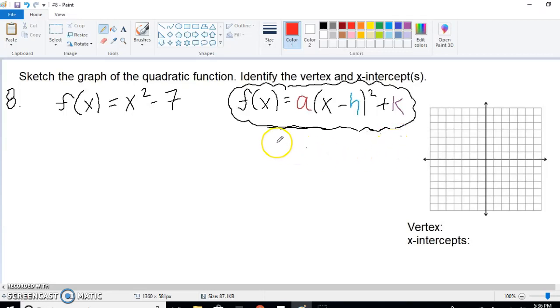So if you can get it to vertex form, you can easily see what transformations occurred to the parent function x squared. So think about the parent function x squared, whenever you square your x, you get the y value for that point. So when x is 0, our y value is 0 because 0 squared is 0. When x is 1, 1 squared is 1, so our y value is 1. When x is 2, 2 squared is 4, so our y value would be 4. When x is 3, 3 squared is 9, and so on.